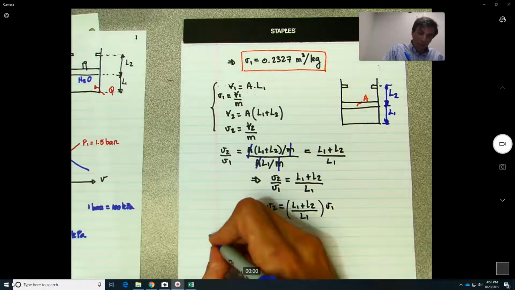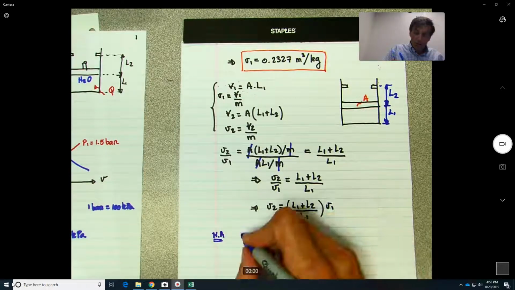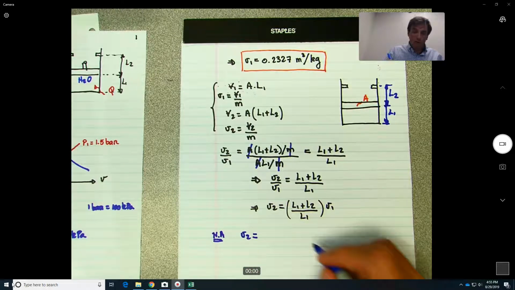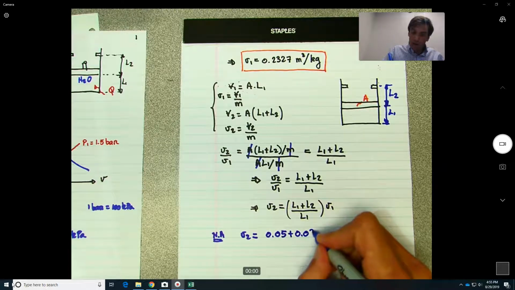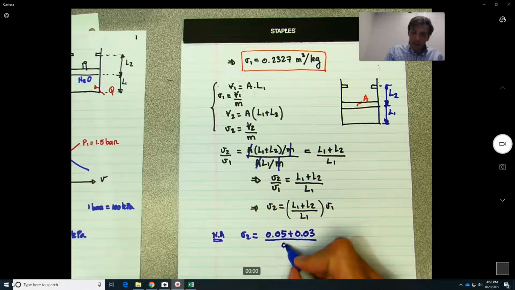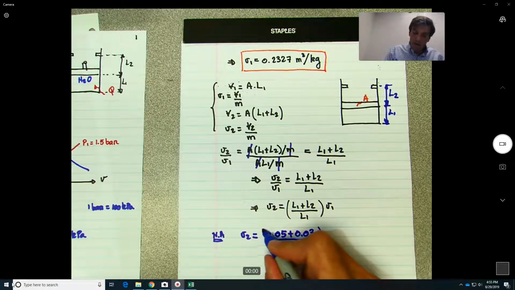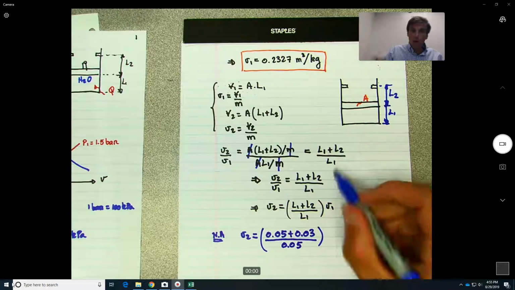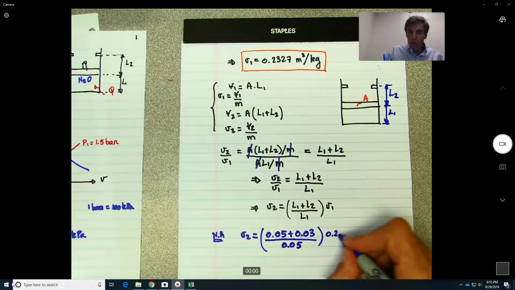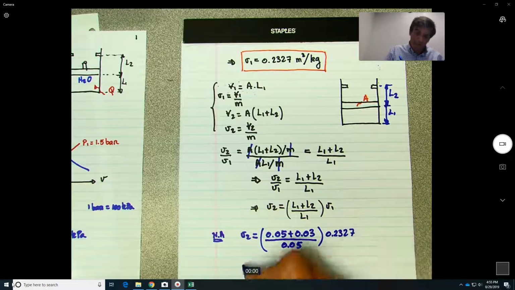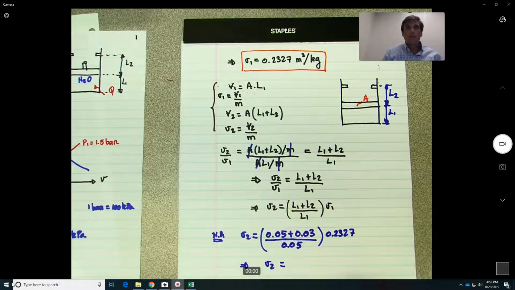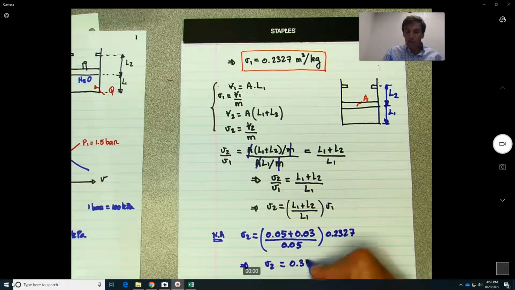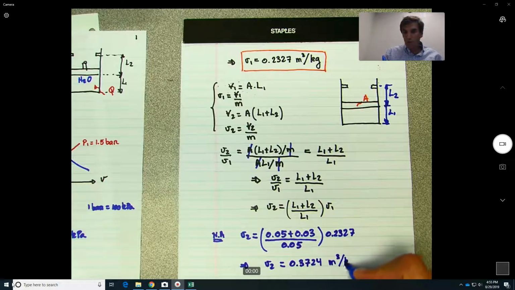So if we do the numerical application, V2 will be equal to 0.05 plus 0.03 divided by 0.05, times V1 that we just found to be equal to 0.2327. If you do this calculation, you find that V2 is going to be equal to 0.3724 cubic meters per kilogram.